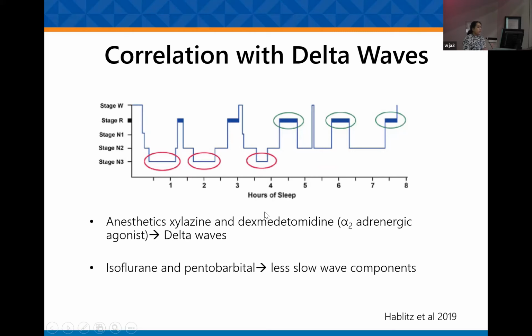Anesthetics such as xylazine and dexmedetomidine, also known as Precedex, are both alpha-2 adrenergic agonists, which cause delta waves in terms of sleep. Other anesthetics used in some of these experiments, such as isoflurane and pentobarbital, show fewer slow wave components. This is important when you read the studies, because some use different types of anesthetics when analyzing mice and CSF influx, and there are differences in their results, maybe due to the type of anesthetic that was used.